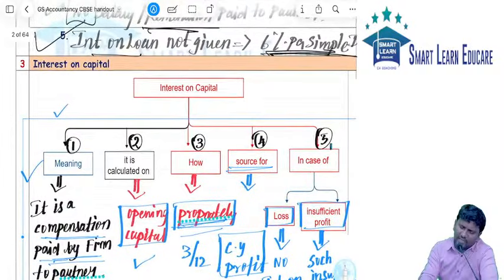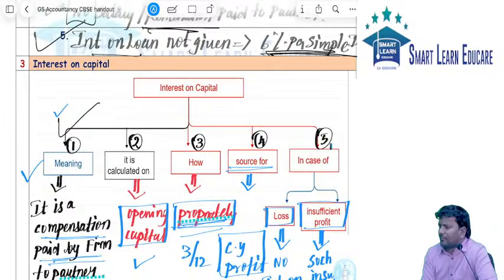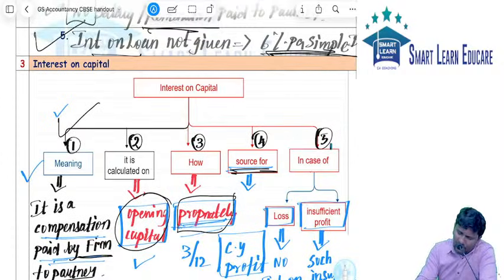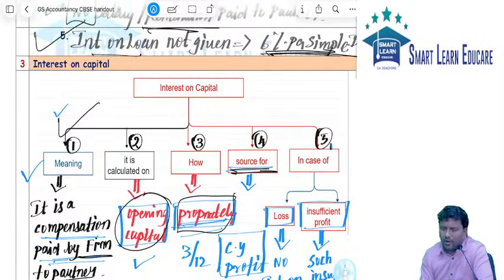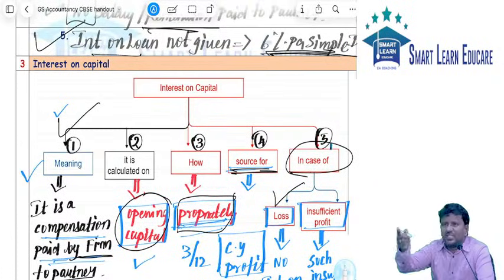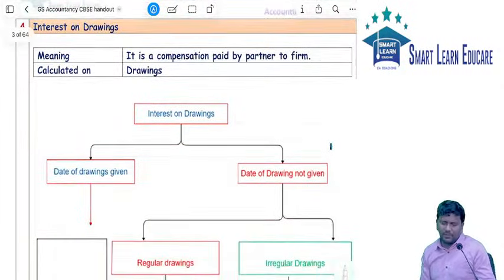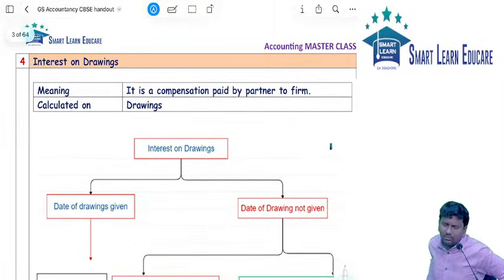Next, we studied interest on capital. What is interest on capital? It is a compensation paid by firm to partner. It is calculated on what capital? Opening capital. How should it be calculated? Proportionately. What is the source for interest on capital? Current year profit. In case of loss, no interest on capital. In case of insufficient profit, such insufficient profit is to be shared in what ratio? Capital ratio. Next, a very important segment we are going to discuss: interest on drawings.